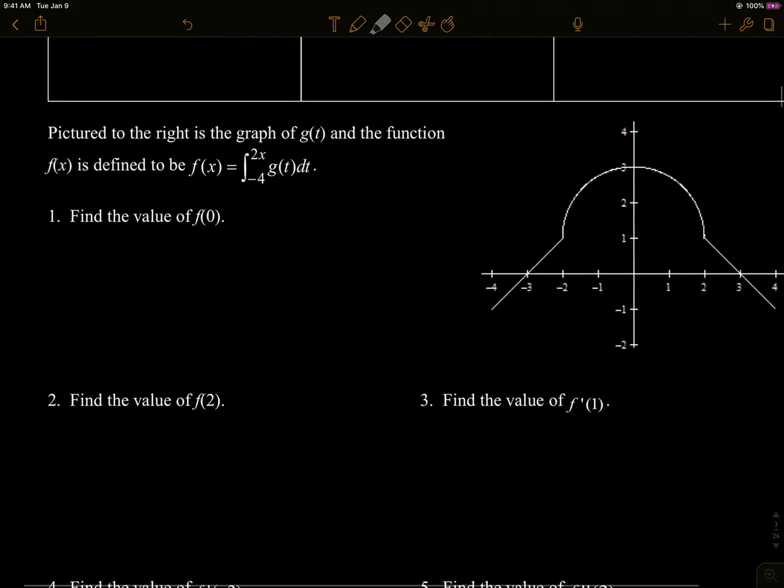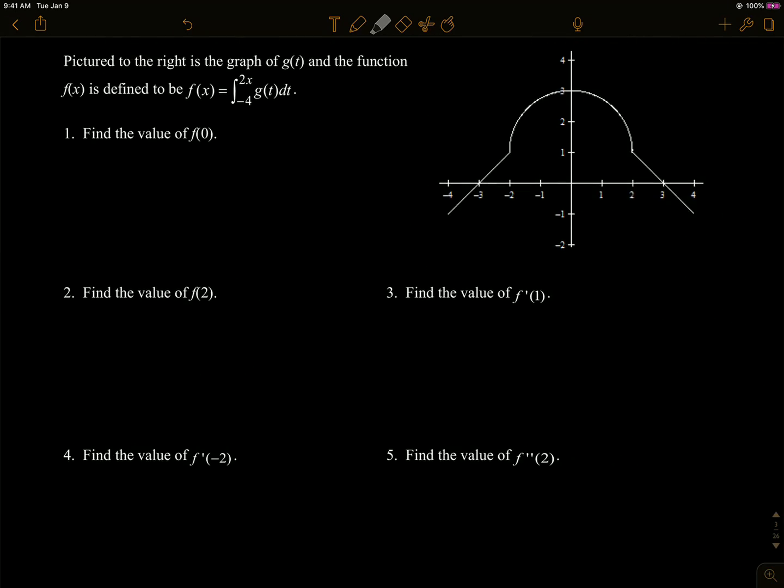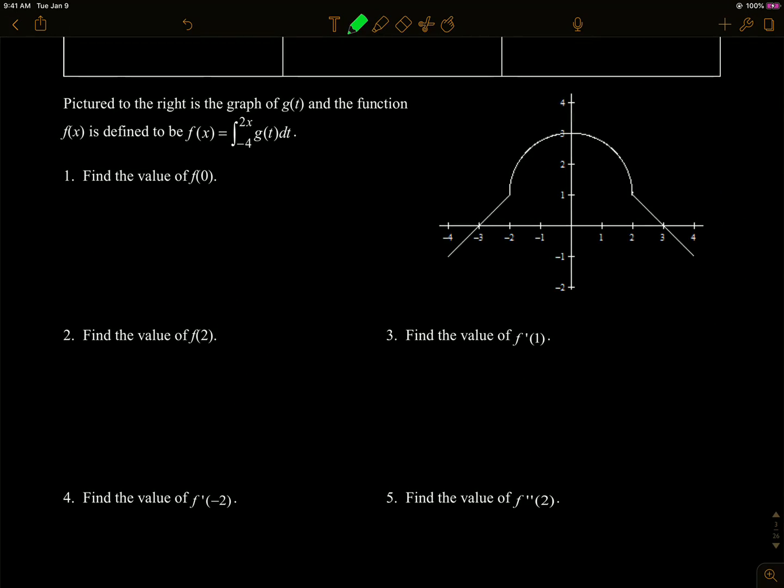Okay, now let's see if we don't have functions, right? This is how we do it when we have the functions and stuff. What if we have a graph? They love these graph questions, okay? This is a graph of g, which is in the integrand. So when we integrate g, we're talking about the area underneath g.